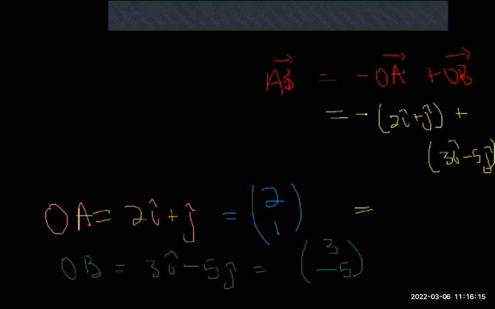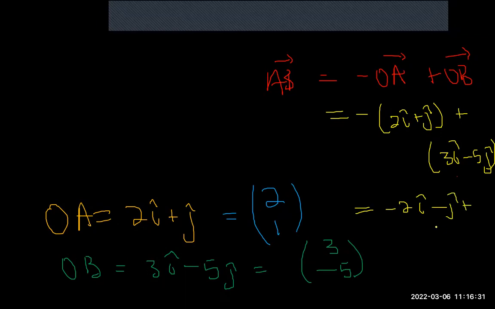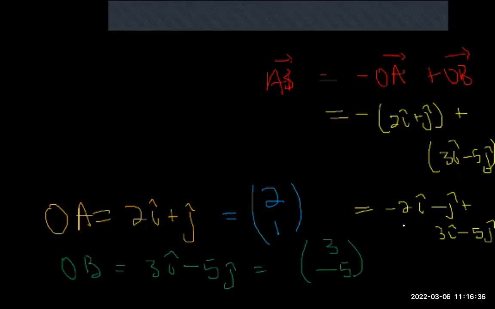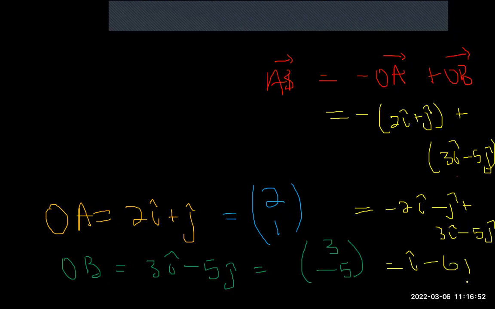This would give me minus (2i hat plus j hat), just using distributive law. So minus 2i hat, and minus j hat, and you still have plus 3i hat minus 5j hat. And you could simplify this, right? These are like terms. So minus 2i hat plus 3i hat, that's i hat. Minus j hat minus 5j hat, that's minus 6j hat.